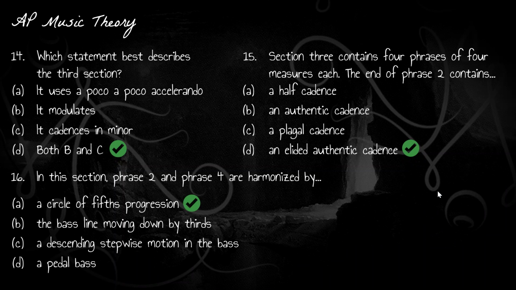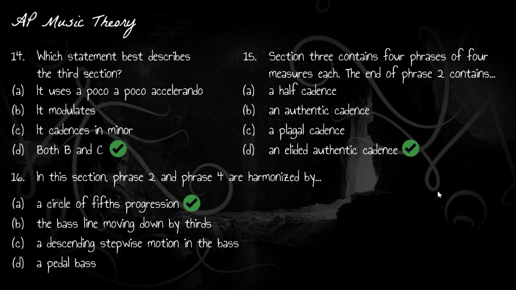Correct answer is A. In this excerpt, each of 3 sections has 4 phrases. In the first 2 sections, the first 2 phrases are simply repeated. In the third section, the first 2 phrases are in B flat major, ending in a perfect authentic cadence using a circle of fifths progression.